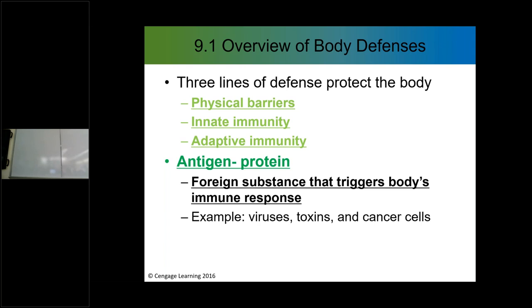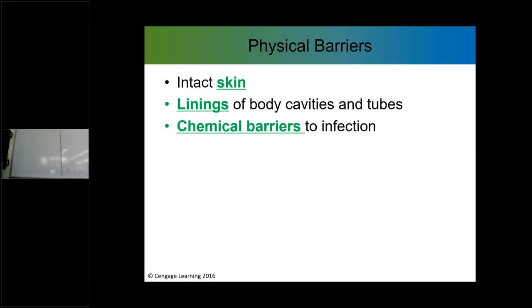Let's move on to look at these physical barriers. When you think of the human body, you have to believe that the skin is going to be one of the major physical barriers to anything that could cause an infection, that could make us sick. How about the linings of the body cavities and tubes? Think about the respiratory system, we're taking in air. How about the digestive system? We're taking in nutrients, water, liquids, solids. So the linings of those cavities and tubes, the organs of our body, also act as a protective barrier.